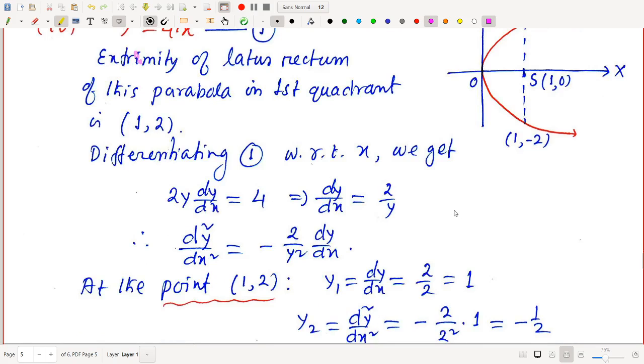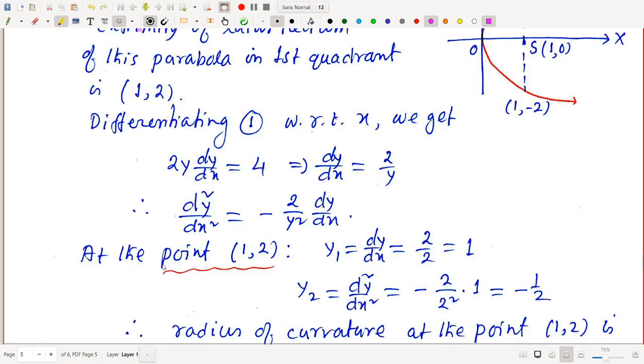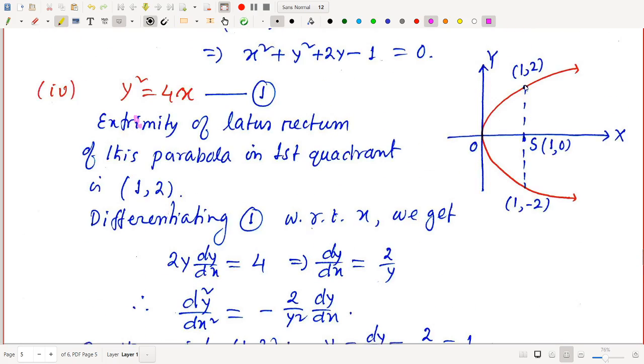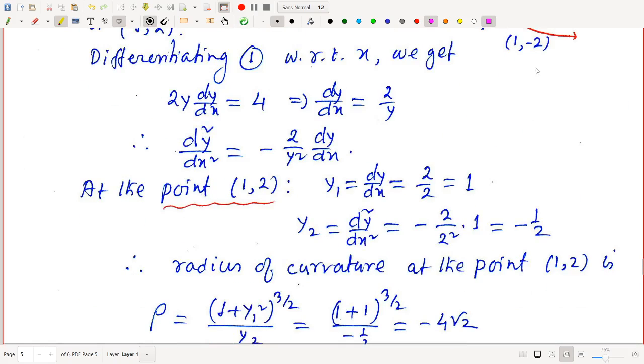So differentiating equation 1 with respect to x, we get 2y dy/dx = 4, which implies dy/dx = 2/y, and d²y/dx² is minus 2/y² into dy/dx. And then at the point (1, 2), because this is the end point or extremity of the latus rectum in the first quadrant, it is (1, 2); in the fourth quadrant it is (1, -2).